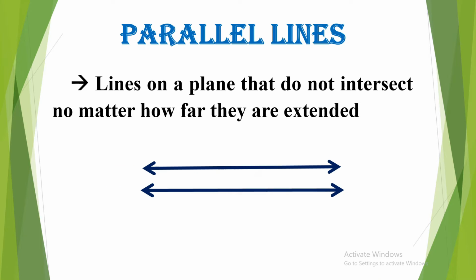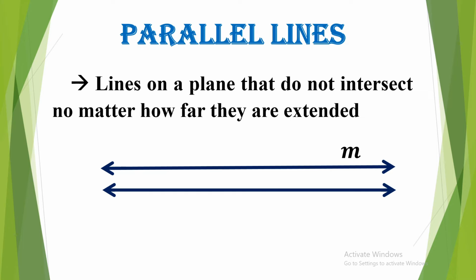Again, we call them parallel lines. Thus, if the first line is named as line M and the second line as line N, we write M is parallel to N in this form. So the symbol for parallelism is a pair of two vertical lines. So this is read as line M is parallel to line N.